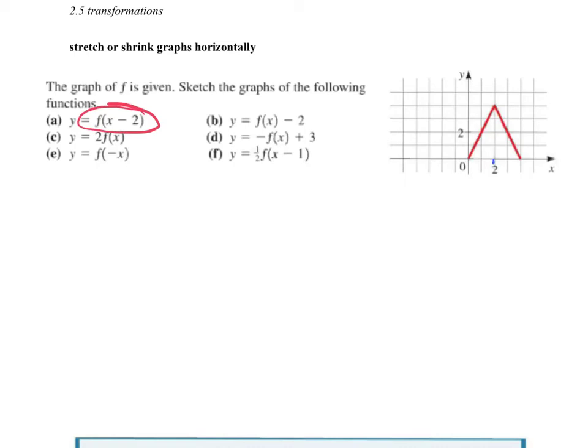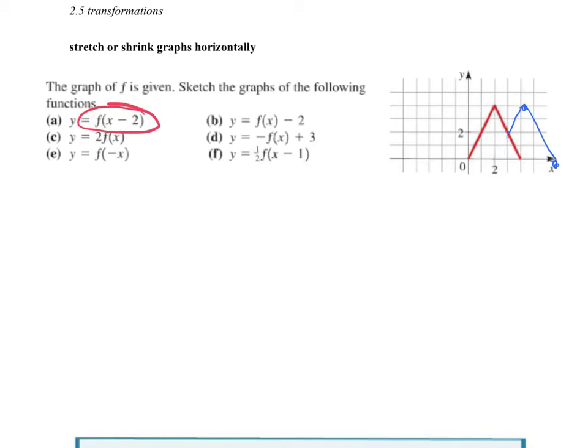0 will be shifted to 2, 0. This peak up here is going to be shifted over 2 units, so it's going to be here. And the other bottom part on the x-axis there is going to be shifted over to here, so the graph is going to look like that. Shifted over 2 units to the right.